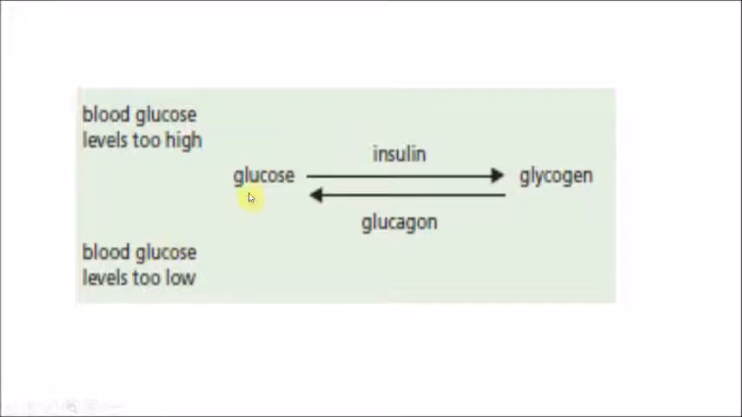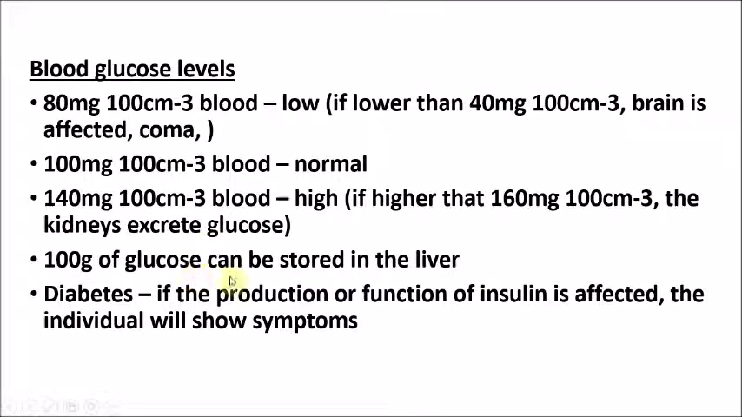So obviously you've got glucose, which is in the blood, and then glycogen, which is in the liver. Insulin allows glucose to be converted into glycogen. Glucagon does the opposite. Insulin works if the blood glucose is too high, and glucagon works in the opposing way. Now, I'm not going to go into too much detail here. Blood glucose levels basically states what happens if you're at each of these different levels. If they're too low, you can go into a coma. This level is about normal.